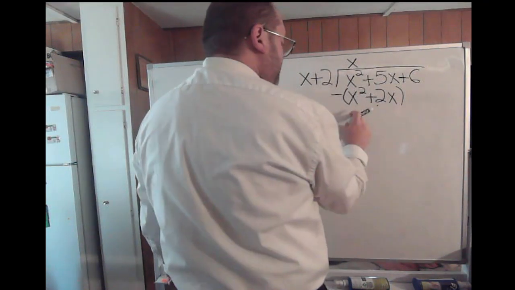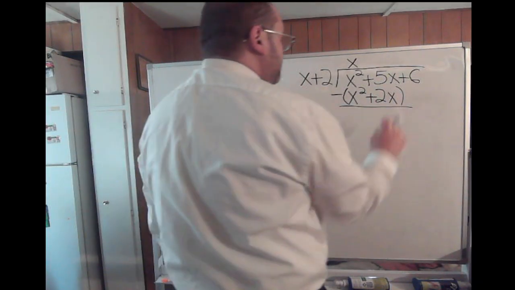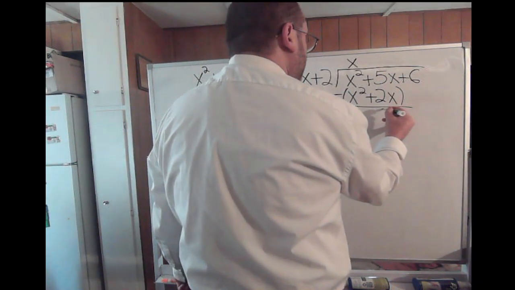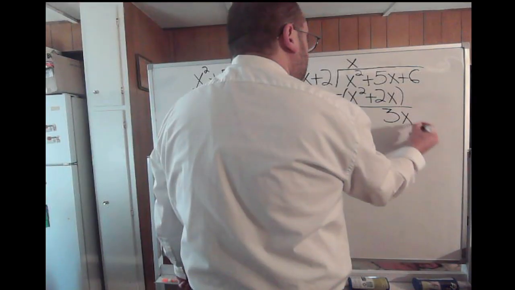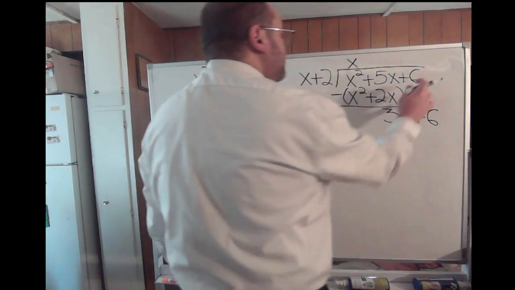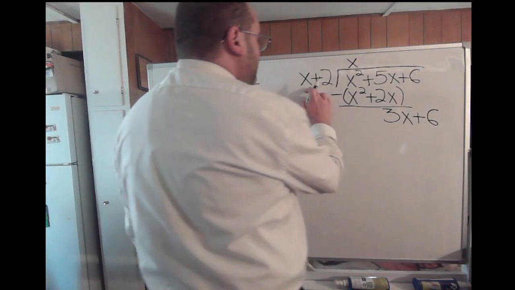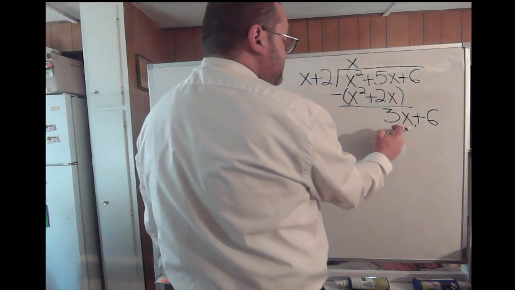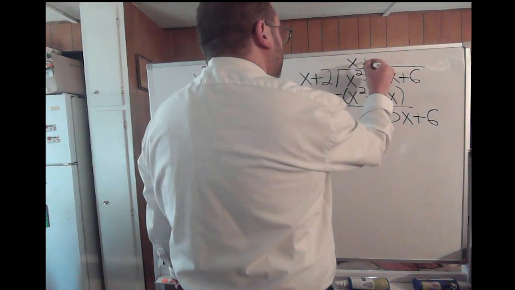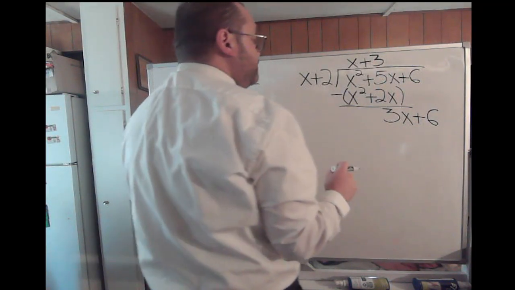So x squared minus x squared, that would go to 0. X squared's gone, but 5x minus 2x, that's 3x. Then you would bring down your plus 6. You bring that down from the dividend. Now you need to focus on x times what equals 3x. Well, that'd be 3. X times 3 is 3x. So you have x plus 3 in your quotient.